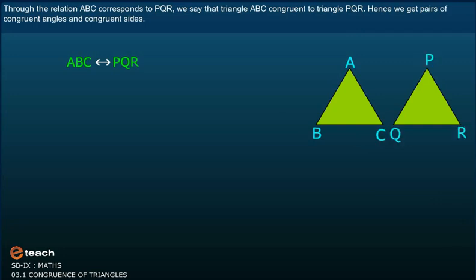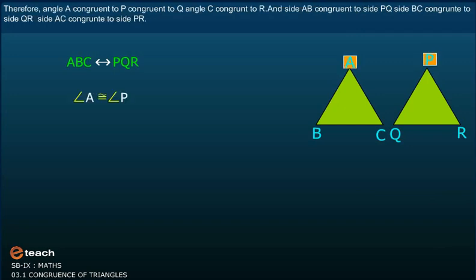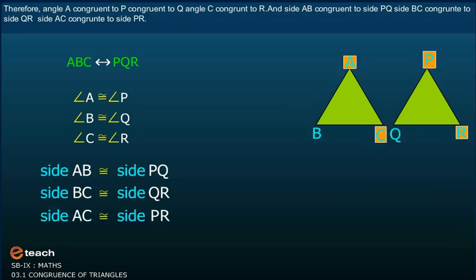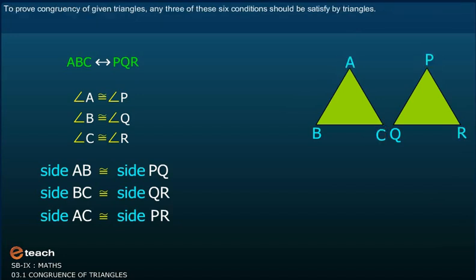Hence, we get pairs of congruent angles and congruent sides. Therefore, angle A is congruent to angle P, angle B is congruent to angle Q, and angle C is congruent to angle R. And side AB is congruent to side PQ, side BC is congruent to side QR, side AC is congruent to side PR. To prove congruency of given triangles, any three of these 6 conditions should be satisfied by the triangles.